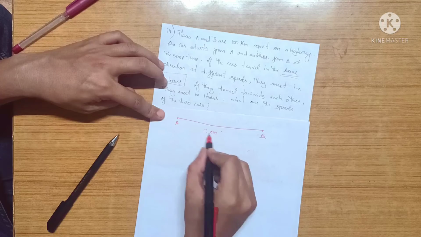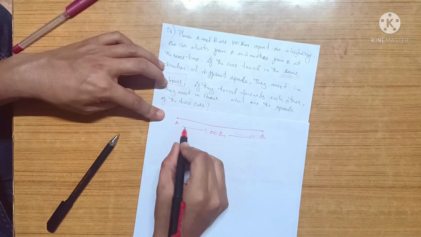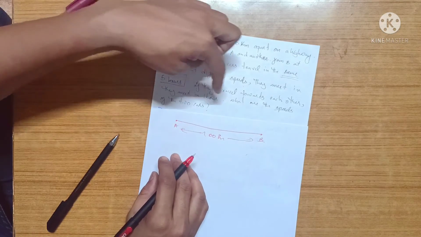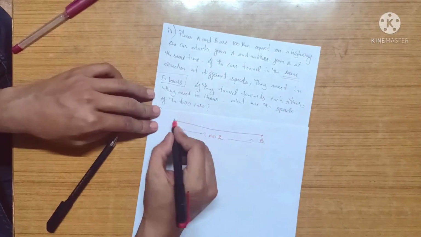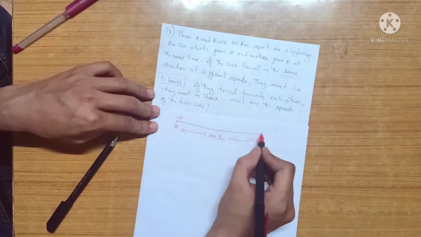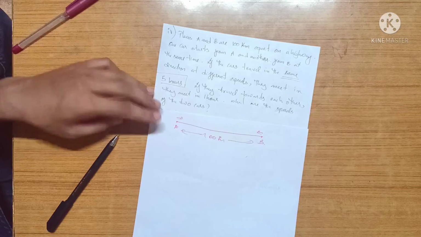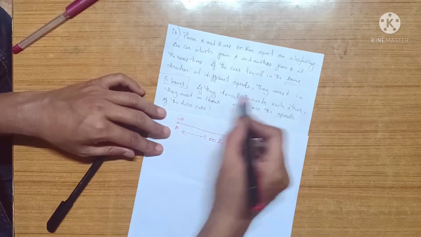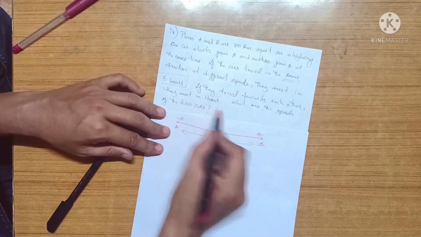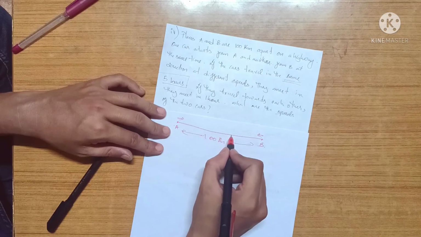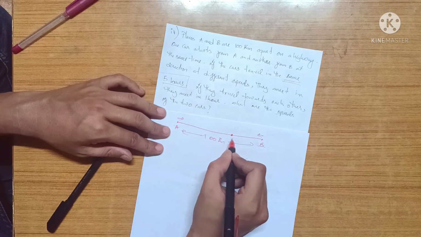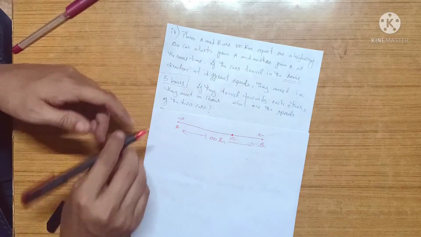So 100 kilometers apart, right? They are saying if they travel towards each other, so if car A is moving this side and car B is also moving this side, in the opposite direction, they meet in 1 hour. Car A is faster, so let's assume they meet here at point C.